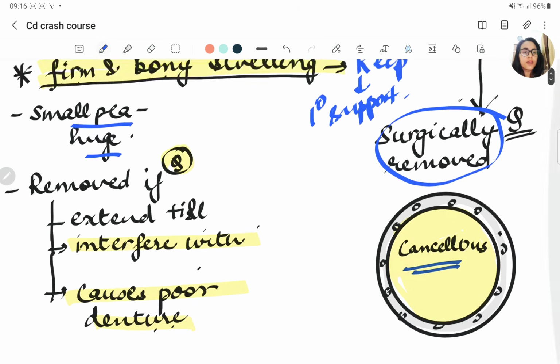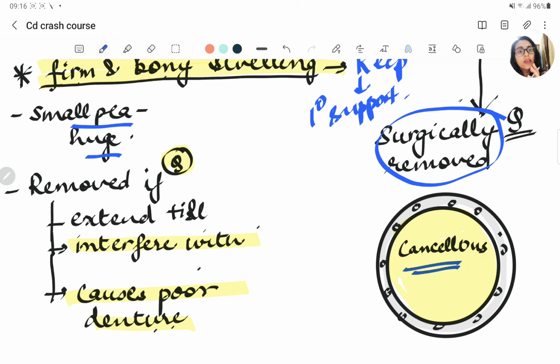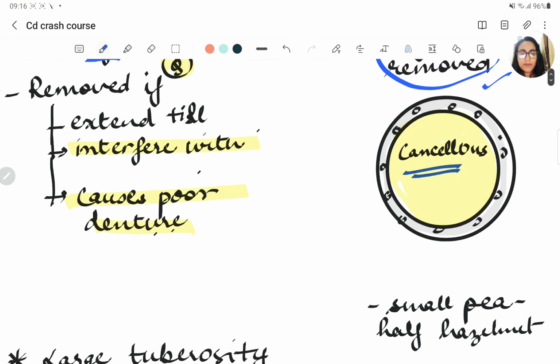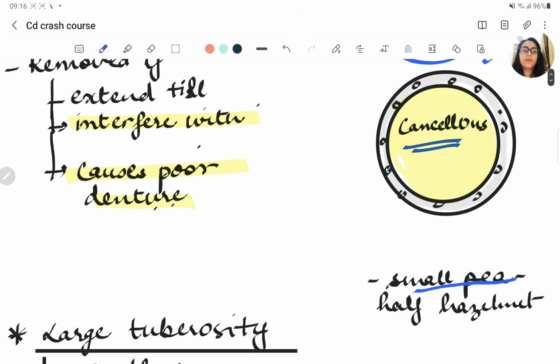In case there is a bony swelling present in the mandible, it is surgically corrected. If it is present in the maxilla, and it can be used as a support system, then we use it as primary support. But in the mandible, it is always surgically removed. That is, before giving the denture, pre-prosthetically, we remove any swelling in the mandible. So swelling can be from small pea to half hazelnut.